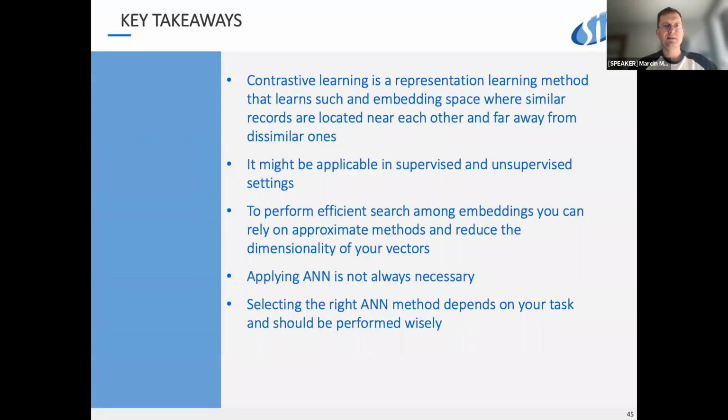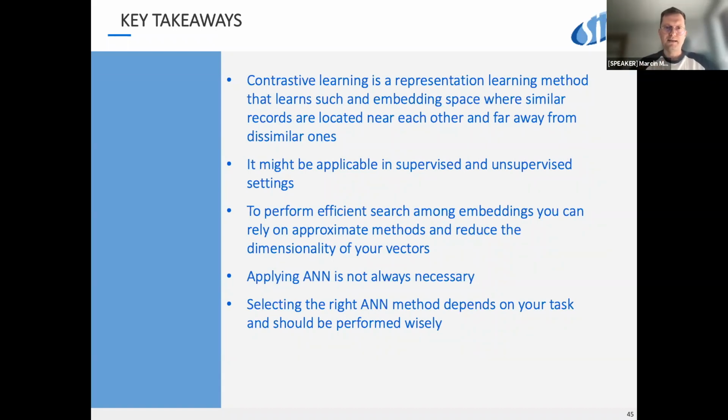Okay, guys, so let's try to summarize what I said today. At first, I would like you to remember and take away from this presentation that contrastive learning is a representation learning technique that learns such an embedding space where similar records are located near each other and kept far away from the dissimilar ones. And this kind of representation is super useful for information retrieval problems such as deduplication, for example, or for semantic search. And obtaining this kind of representation might be achieved both in supervised and unsupervised settings.